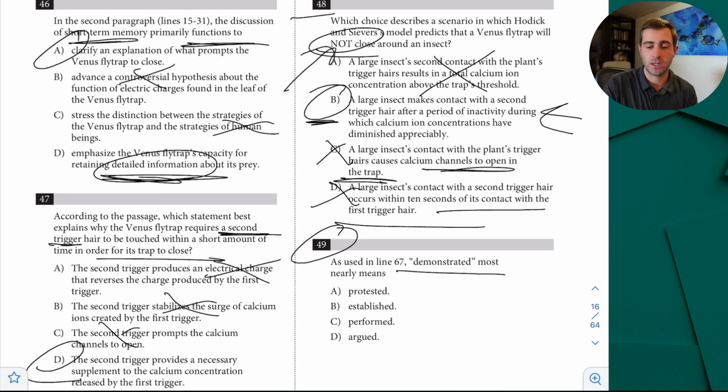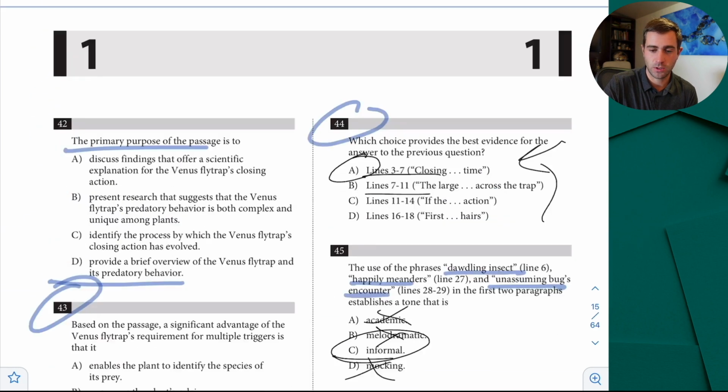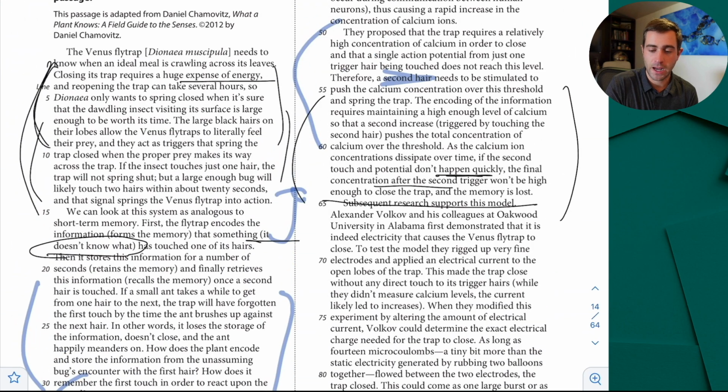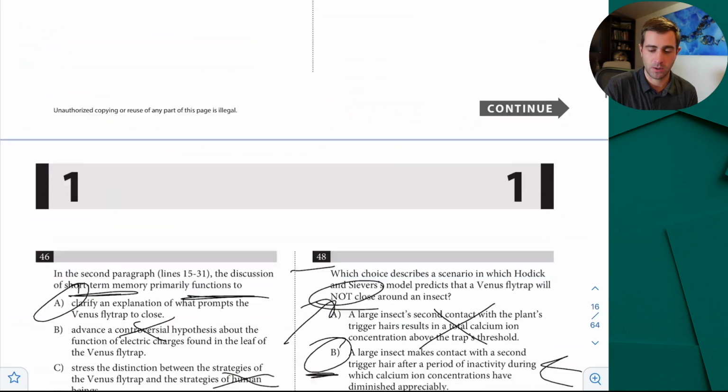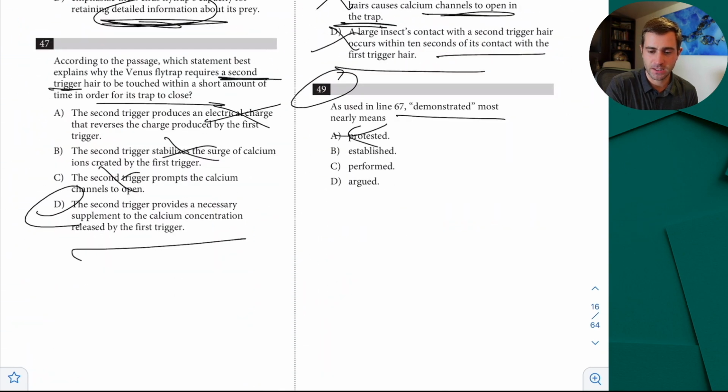67, basically it's a word in context question. So I always like to go back and read the prior sentence through the end of that sentence at bare minimum. Plug in my own word if I feel comfortable, or I can plug in the answer choices. Subsequent research supports this model. Volkov and his colleagues at Oakwood University in Alabama first demonstrated that it is indeed electricity that causes the Venus flytrap to close. Well, we're saying they first proved this, which is the word I would naturally want to pick there. This is opposite, and we're not arguing it. We're saying this is something that they basically proved. The only word that would make sense in that context is established.